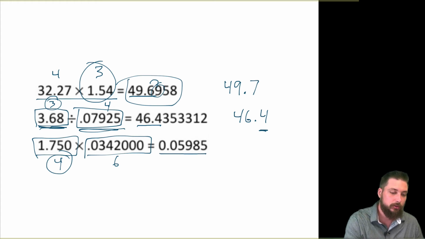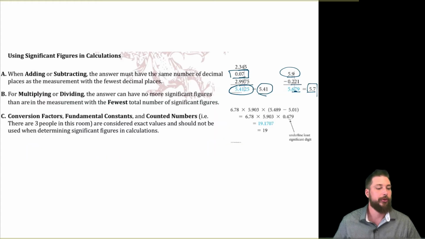Now, I do want to go back real quick and talk about the third thing there. We're going to learn about conversion factors later, so when we get to that, I will discuss this. But conversion factors do not influence significant figures. And so again, when we get to that, we will talk about that later.